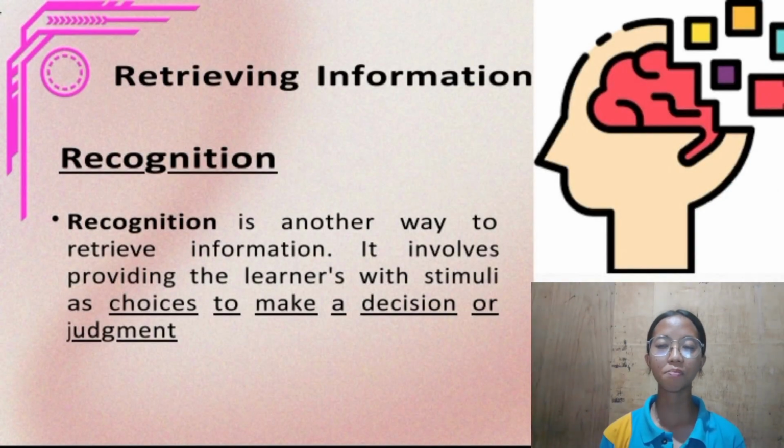The second method is recognition. Recognition is another way to retrieve information. It involves providing the learners with stimuli as choices to make a decision or judgment. This is easier because you're given options to choose from. Think of multiple choice tests. You simply need to recognize the correct answer from the list of choices.